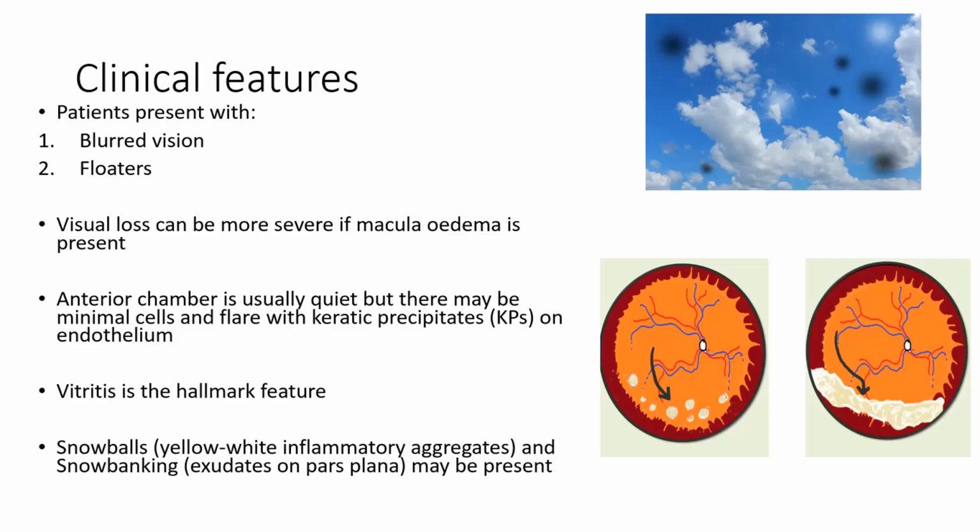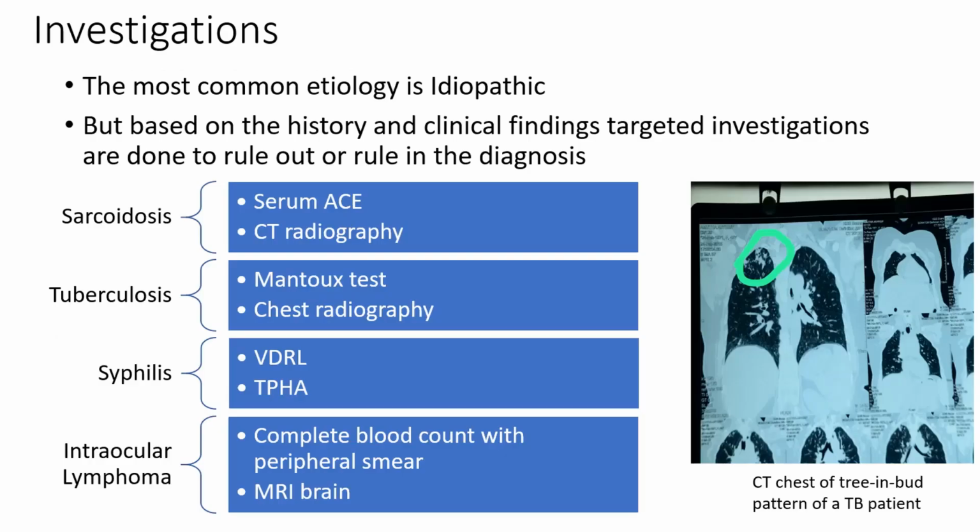Patients usually present with blurred vision and floaters. These symptoms are usually mild. The visual loss may be more severe if the complication of intermediate uveitis occurs, that is cystoid macular edema. The anterior chamber is usually quiet, and there may be snowballs and snowbanking present in intermediate uveitis.